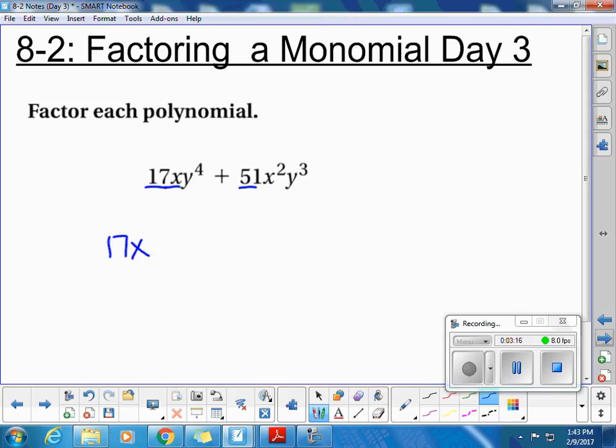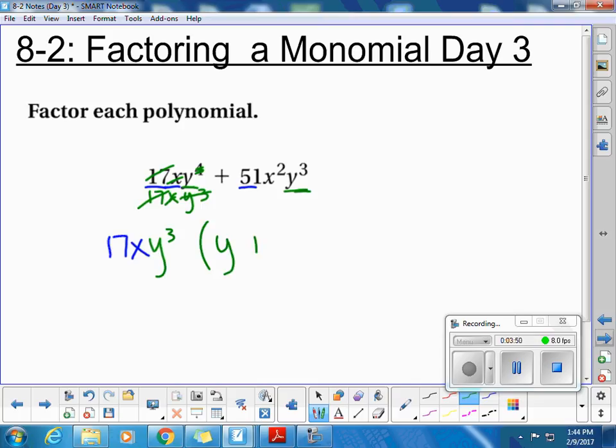And then I'm going to look at my y's. I have y to the fourth here. I could get 4 of them out of the first term, but oh, look, the second one can only get 3. So the most y's I can get out is y to the third, because that's the most the 51x squared y to the third has. So if I take out 17x y to the third, what does that leave me? 17x y to the third. Hey, look, my 17's cancel out, my x's cancel out because they reduce to be 1. Y to the third cancels out all but a y in the numerator.